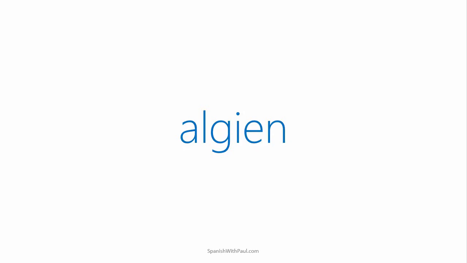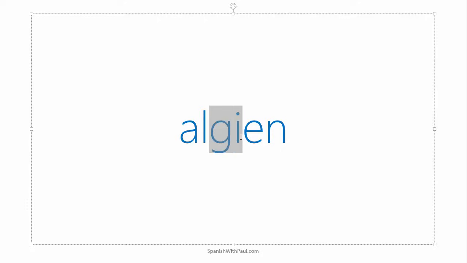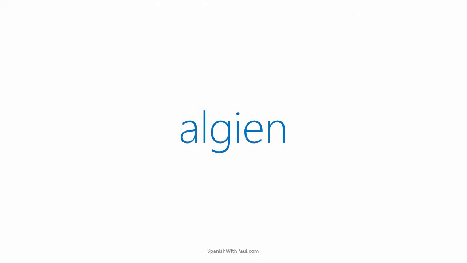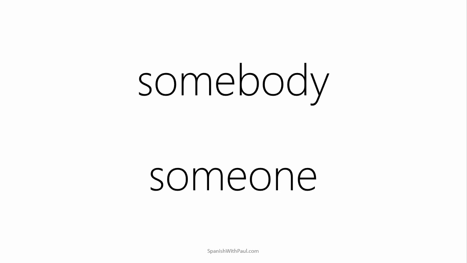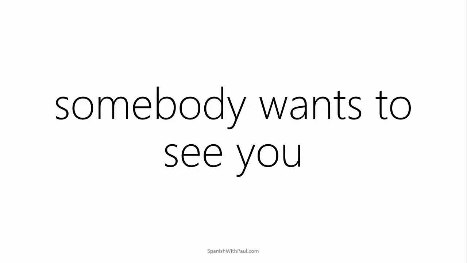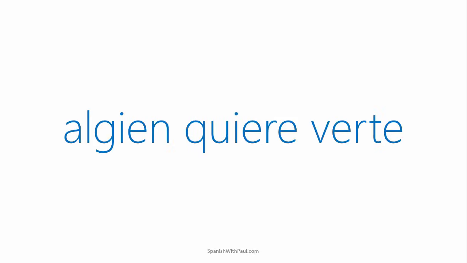The word for somebody or someone is the same in Spanish. It's alguien. So we have al, gui, and alguien means somebody or someone. How would you say somebody wants to see you? Alguien quiere verte.